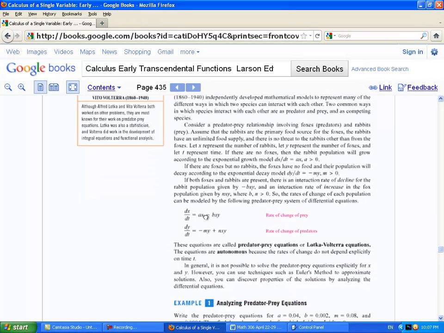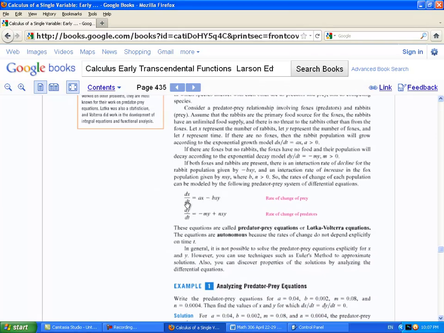Scroll down here and you can see the system that they use. If you see the mouse there, there's two equations in two unknowns, x and y. Both x and y are functions of t. X is supposed to represent the number of rabbits in a particular ecosystem. Y is the number of foxes in the same ecosystem. And dx/dt and dy/dt are the rates of change: dx/dt is the rate of change of the number of rabbits, and dy/dt is the rate of change of the number of predators, which we are considering as foxes. Okay.